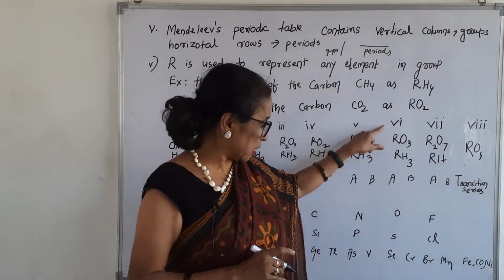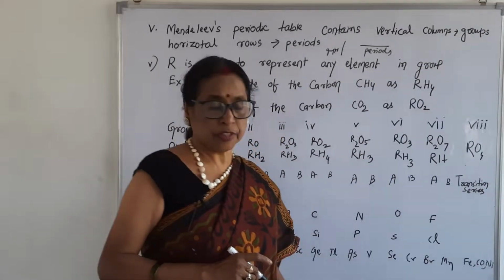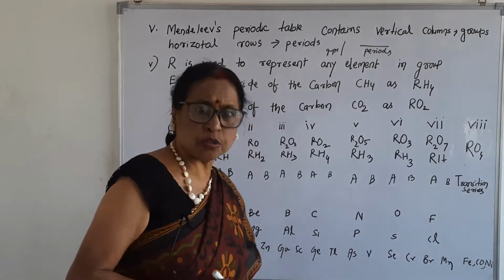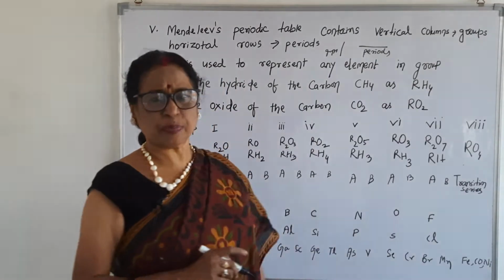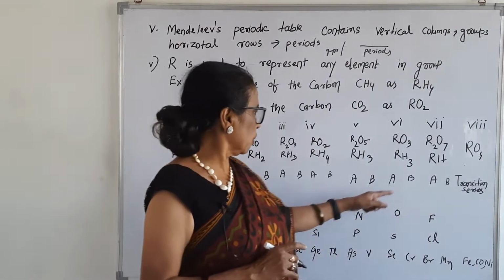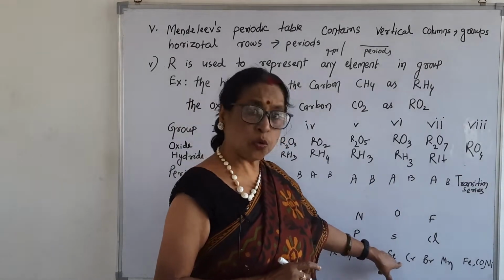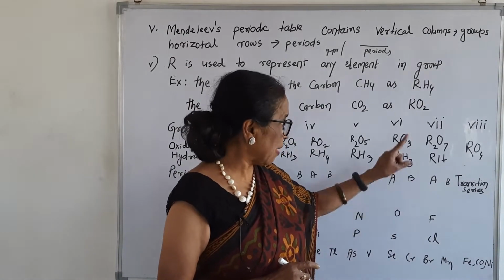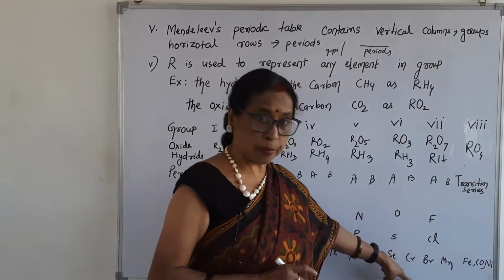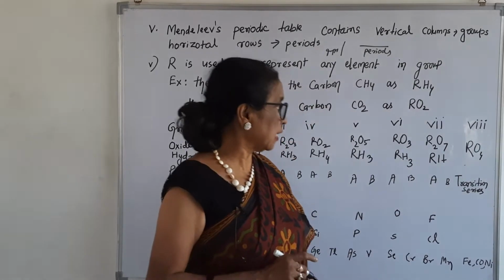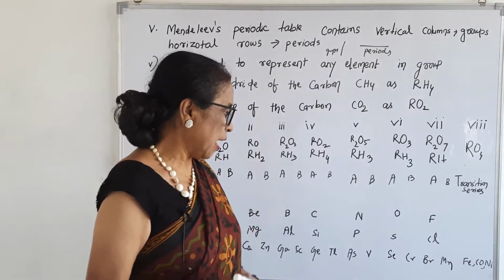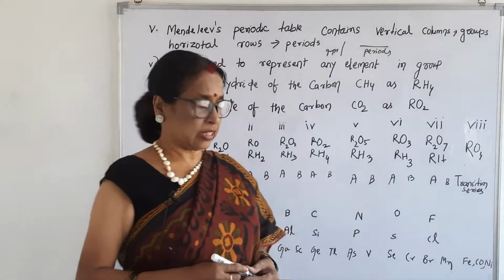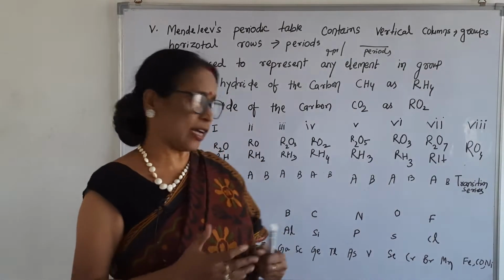Now come to group 6: oxygen, sulfur, selenium. And others below also, some elements are there. Up to here it is sufficient to know. And group B means chromium. And group 7: fluorine, chlorine, bromine. And B only manganese. And the 8th group: ferrum, or you can say iron, cobalt, nickel.